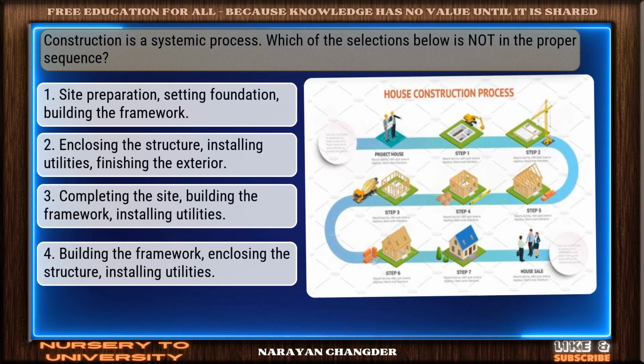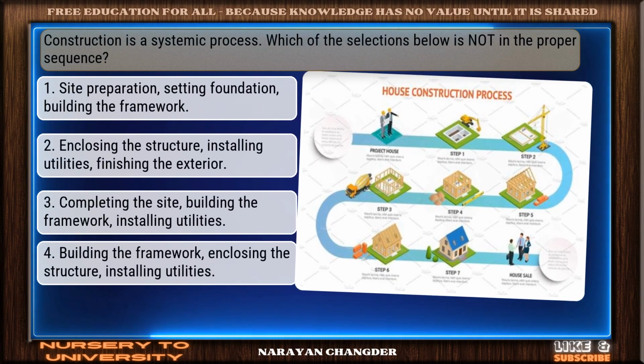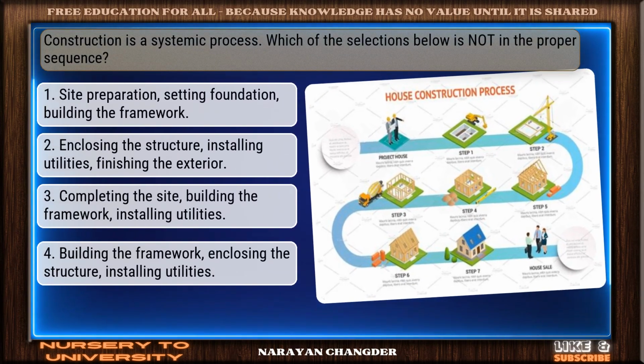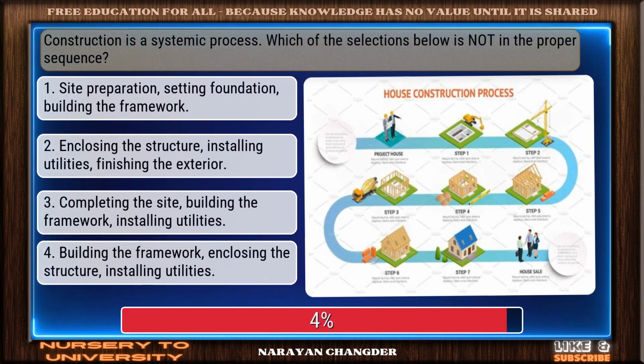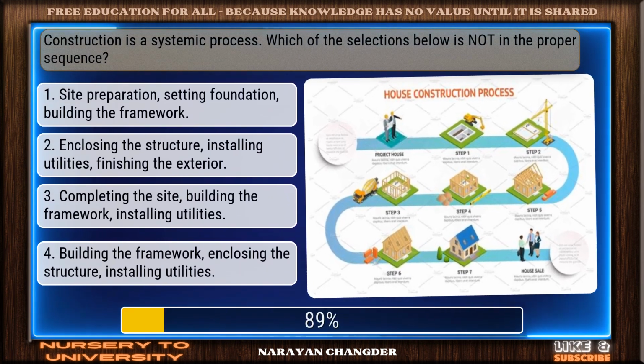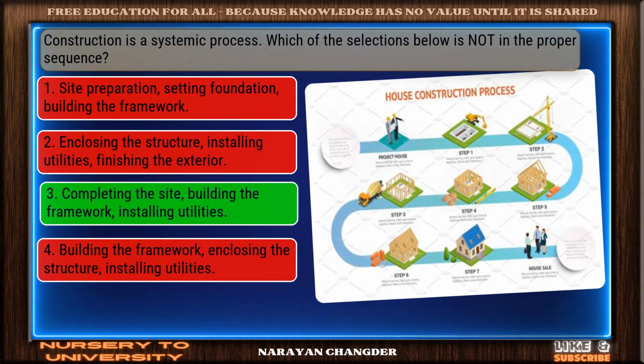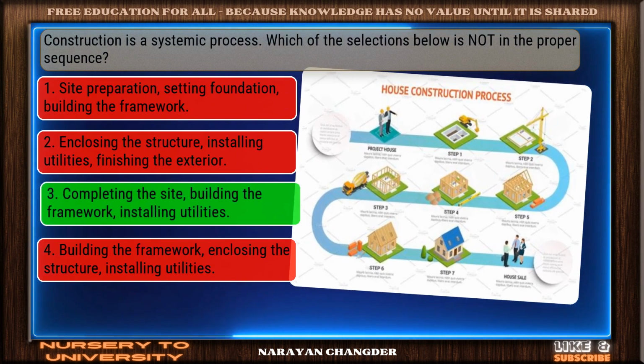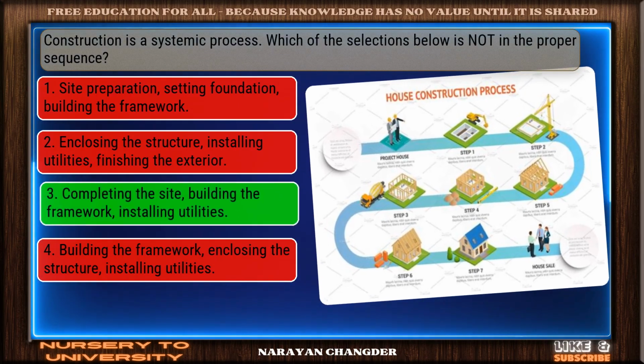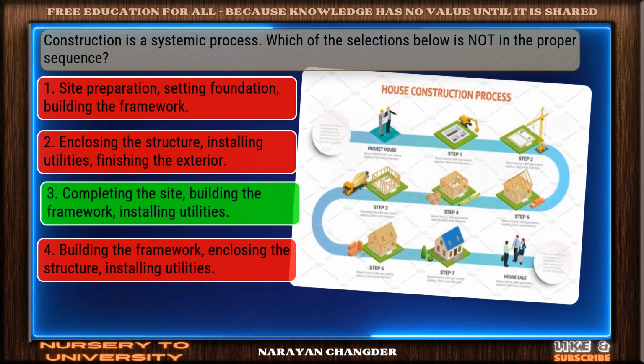Construction is a systemic process. Which of the selections below is not in the proper sequence? Nicely done. Completing the site, building the framework, installing utilities is a solid answer.